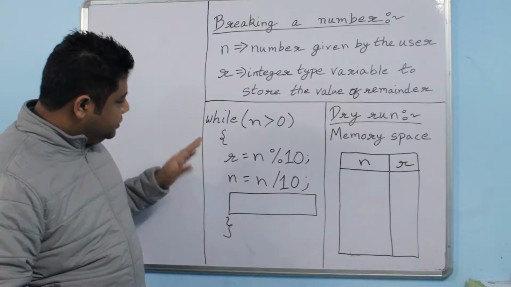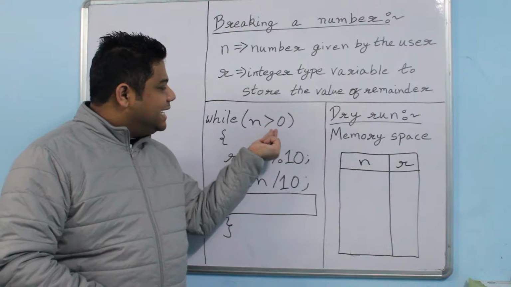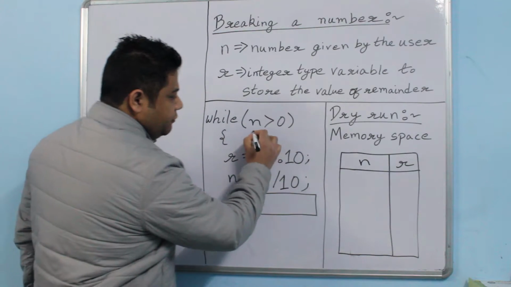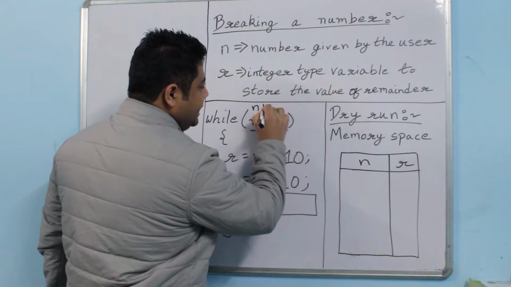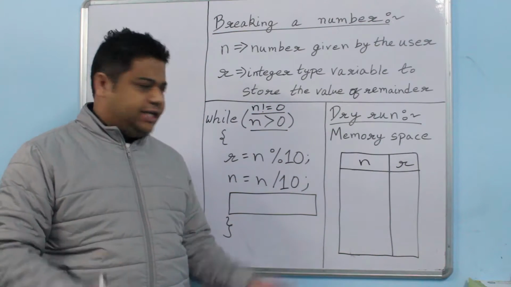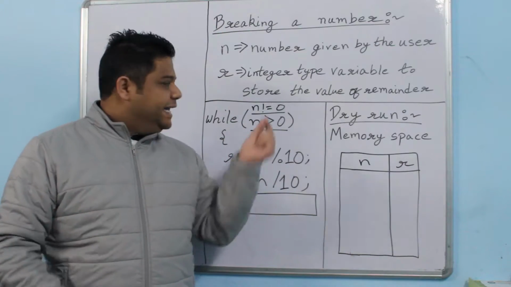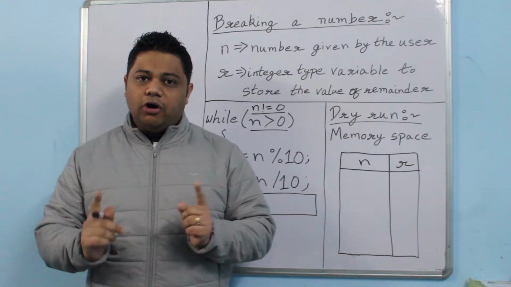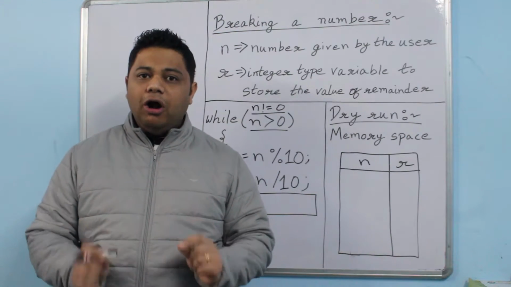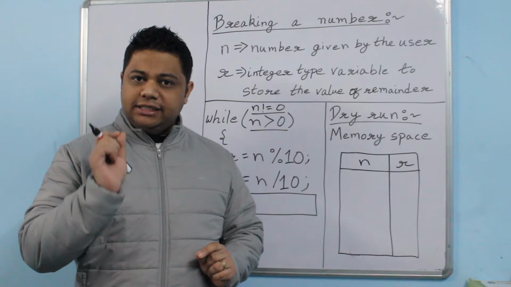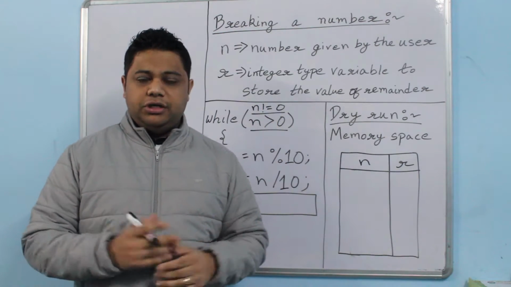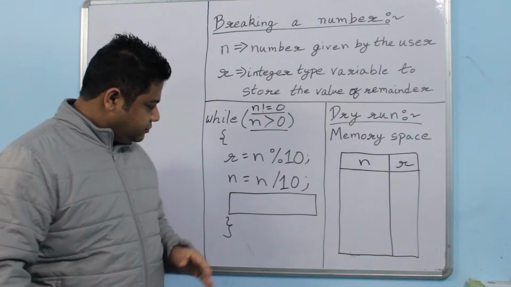Over here in the loop, the first thing is while n is greater than 0. This is the condition we are going to use. One more condition we can use over here is n is not equal to 0. You can use either condition, either n is greater than 0 or n is not equal to 0, because after the loop is over, the value of n always becomes 0. That is the reason we can use either one. It's up to you, whatever you want to use.